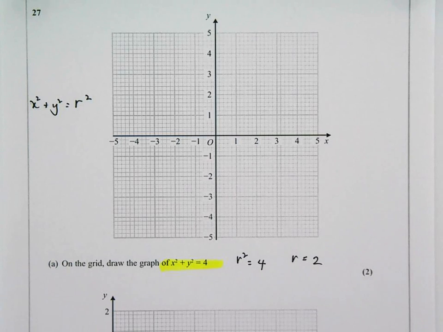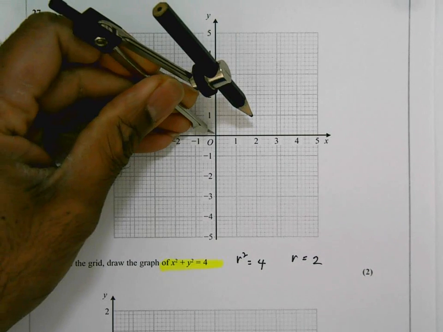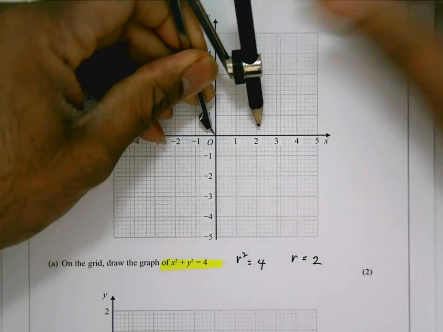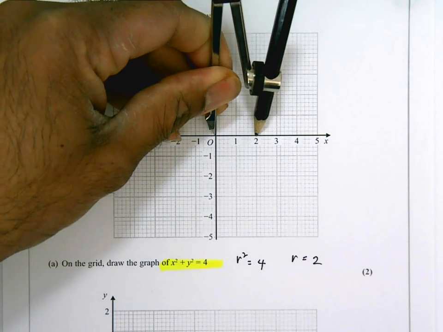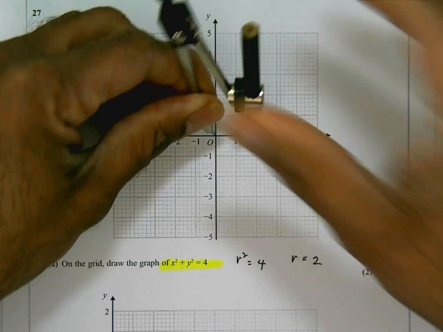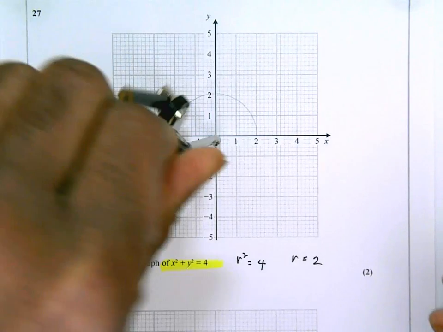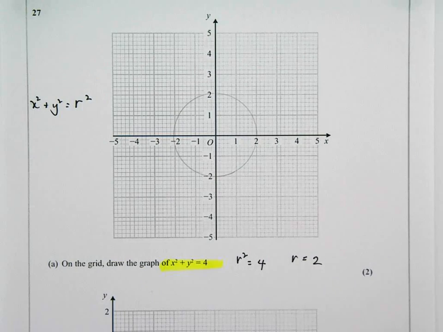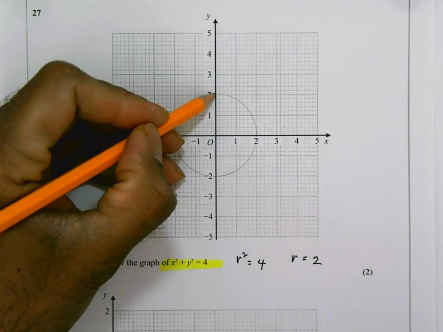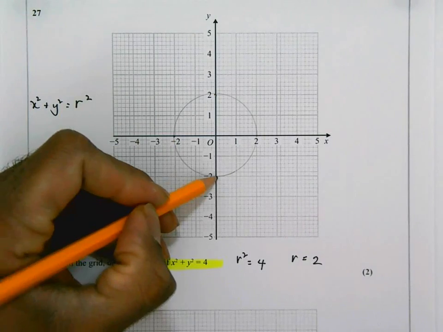I am going to get a pair of compasses. I'm going to put the point of the compass at the center, and set the compass to 2 because that's the radius of the circle. And I don't think you need to use a compass to do this, right? If you did it freehand, you're still likely to get full marks. But that's a perfect example of the graph of that circle, that equation. It's going through 2 at each point there, and it's a circle of radius 2.